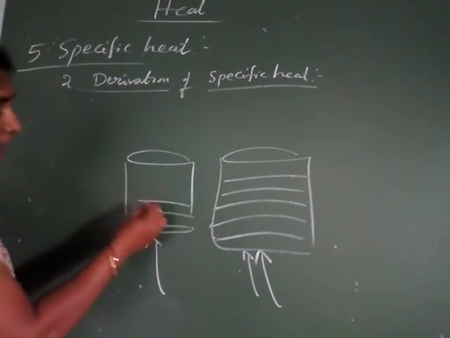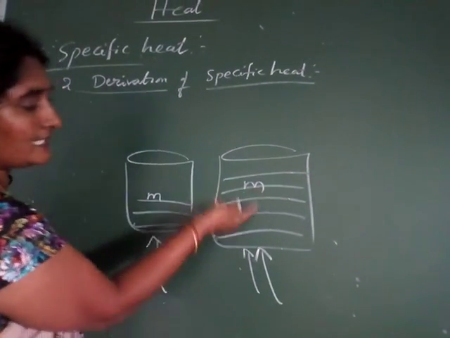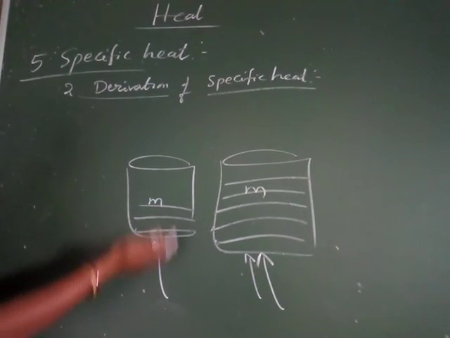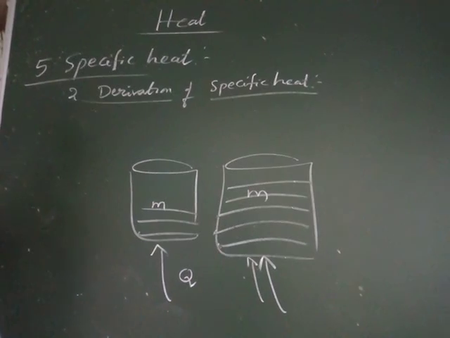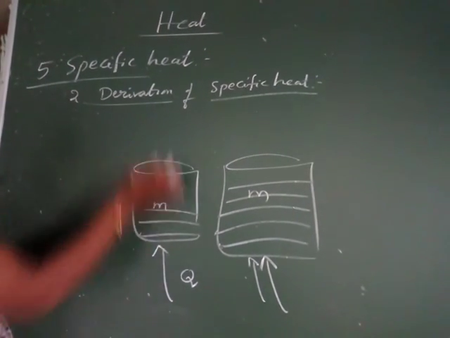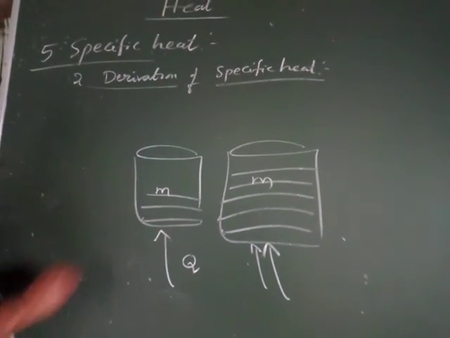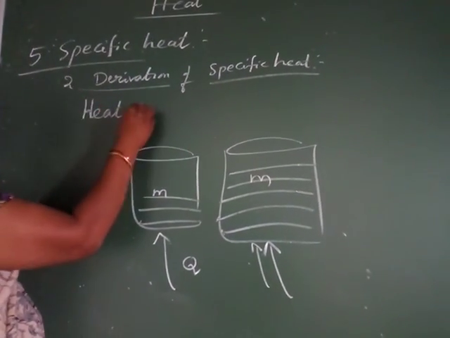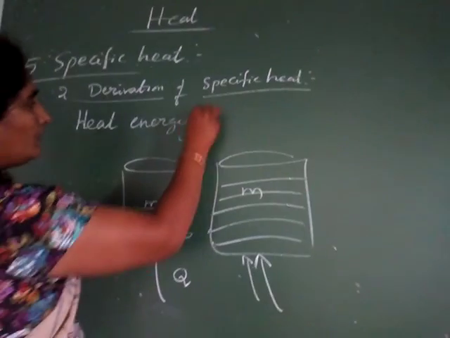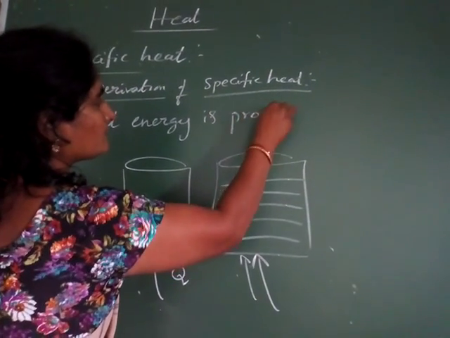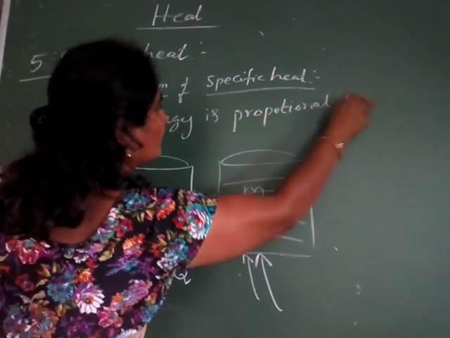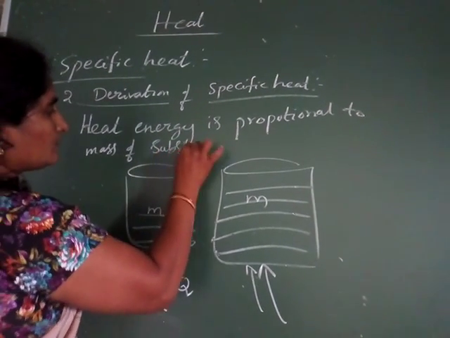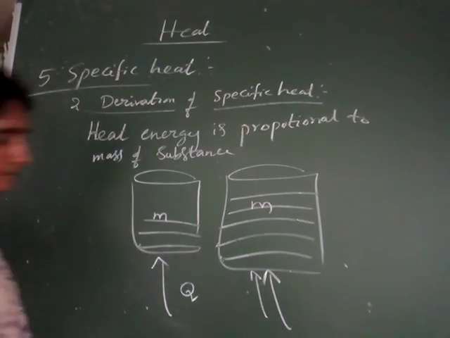Do you understand? If the mass increases, the quantity of heat required also increases. That is the relation between mass and heat energy. That means Q is proportional to m. Heat energy is proportional to the mass of the substance. Do you understand this point?